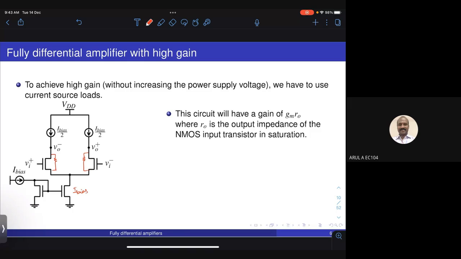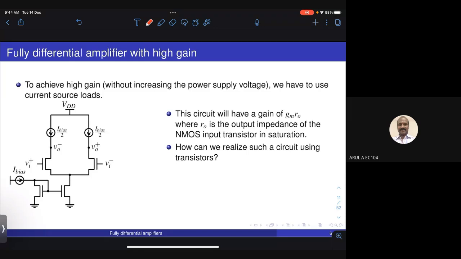So if I can somehow put two current sources here, then the gain of this amplifier will become gm into RO, where RO is the small signal output impedance of the NMOS transistor, which is the input transistor in this case. We know that if the transistor is in saturation, the RO will be very high and the gain will be very high. So can we do this? How can we realize such a circuit using transistors?